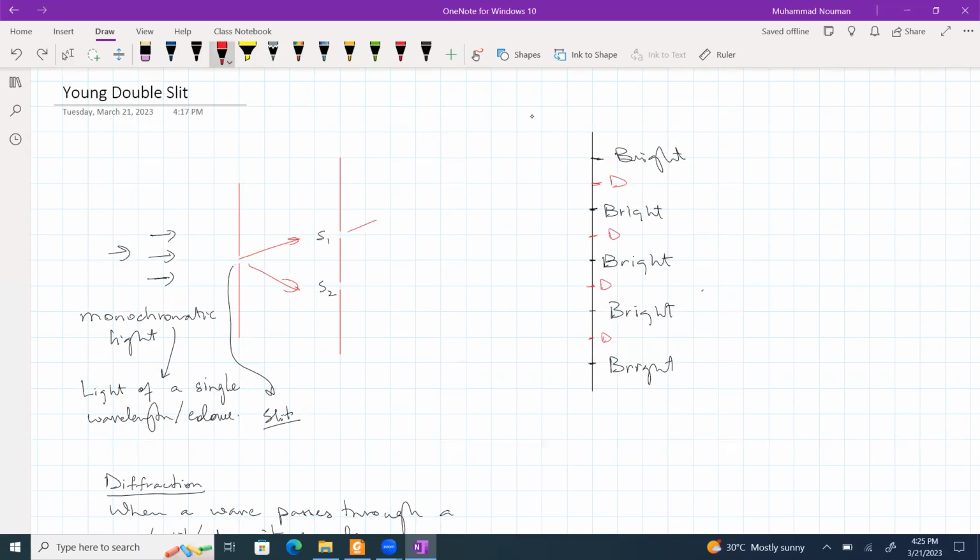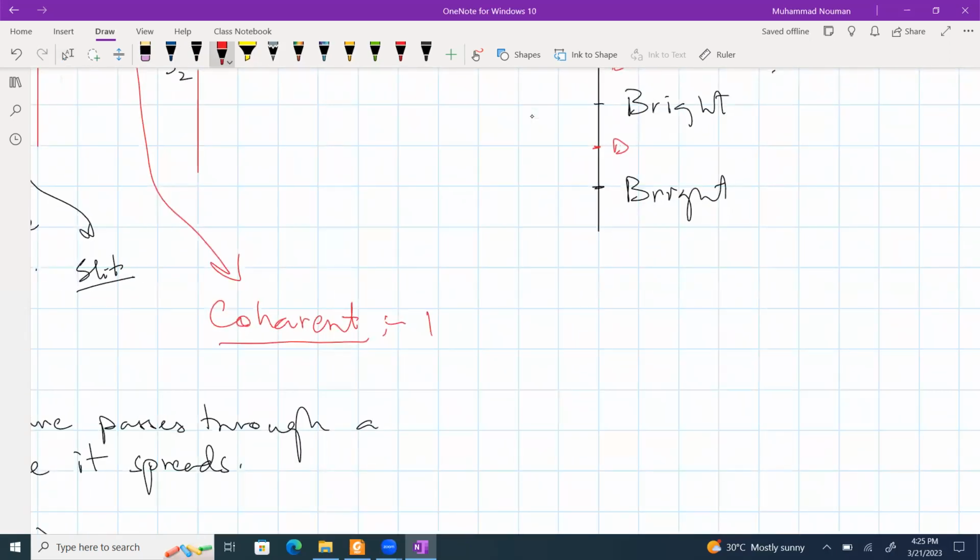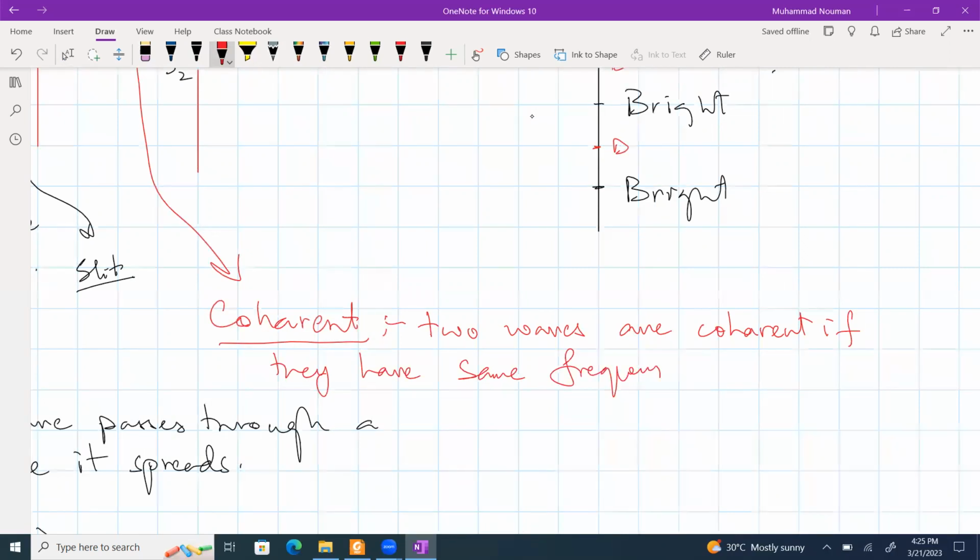The reason is, we want the light coming through S1 and S2 must be coherent. Now, what's the meaning of coherent? Let's define it first of all. Coherent means two waves are coherent if they have same frequency and constant phase difference.